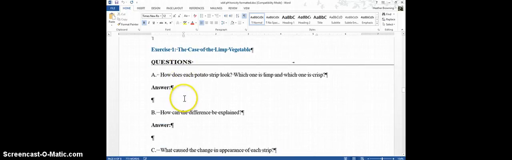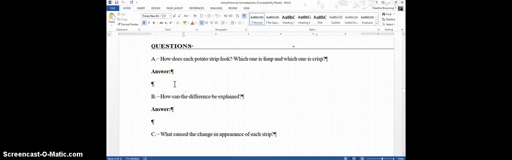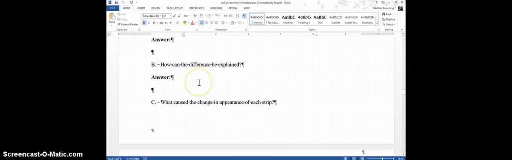So then we have the case of the limp vegetable. So what does each look like? Which one's limp, which one's crispy? That tells you why you should have said limp, crisp in the table. How can the difference be explained? You said one's hyper or hypo.